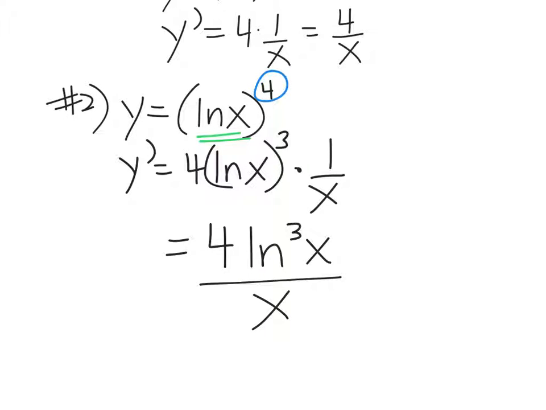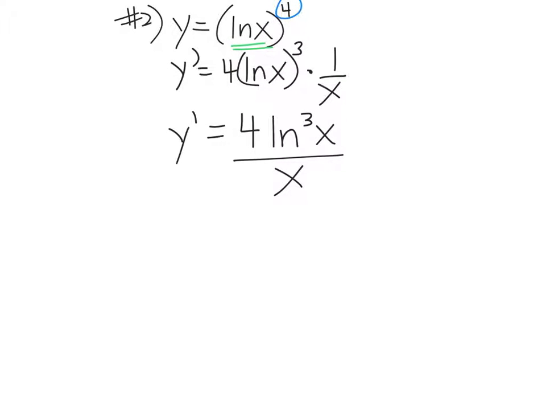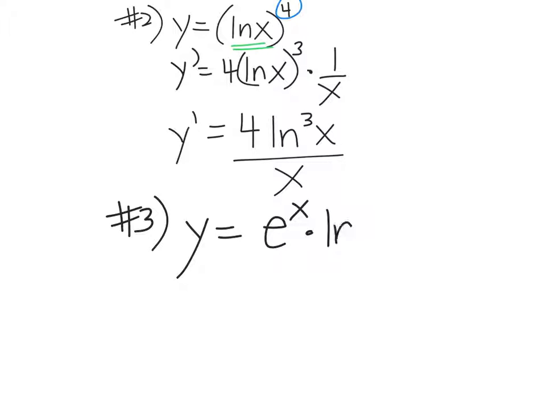I don't really like that very much, but it's kind of like the sine squared of x. You can write it like that. And that would be the derivative. All right, let's do a product rule now. Number 3. y equals e to the x times the natural log of x. Let's find the derivative of that guy.